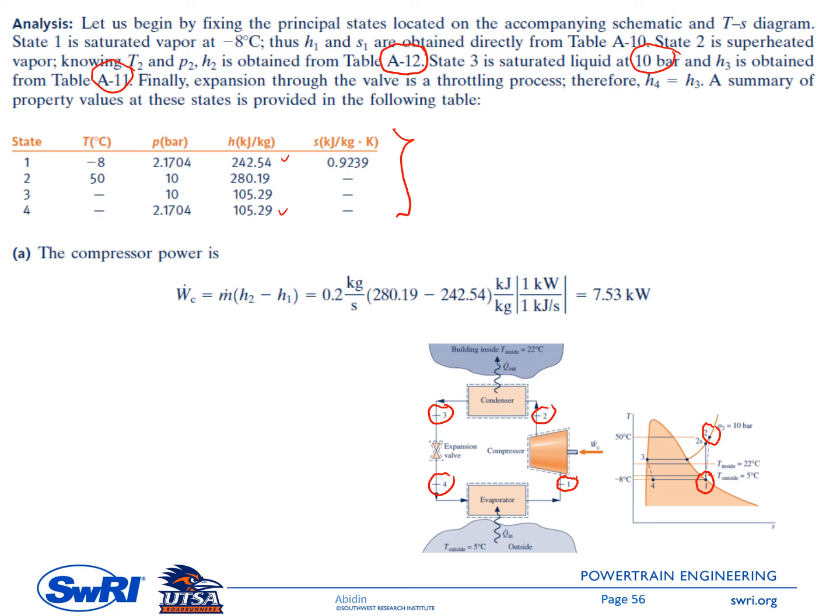The first question is the compressor power. So this is W dot C equal to m dot times (H2 minus H1). m dot is given in the example statement, so 0.2 kilogram per second, and then H2, H1 are coming from this table. So you will get the compressor power of 7.53 kilowatt.